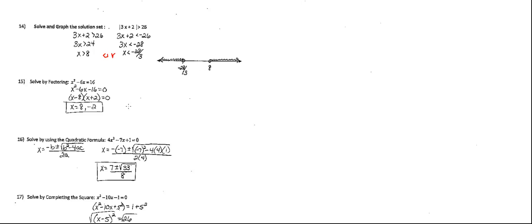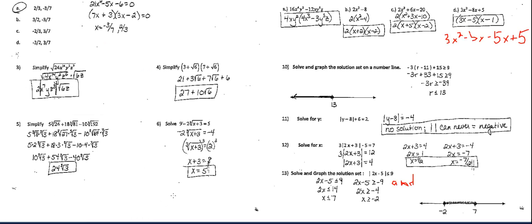15 we're solving by factoring, so bring everything to one side, factor, and then grab the zeros. 16 you're using the quadratic formula, just make sure everything's on one side, grab A, B, and C, plug them in, and there's two answers in one here, 7 plus the square root of 33 over 8, and 7 minus the square root of 33 over 8.